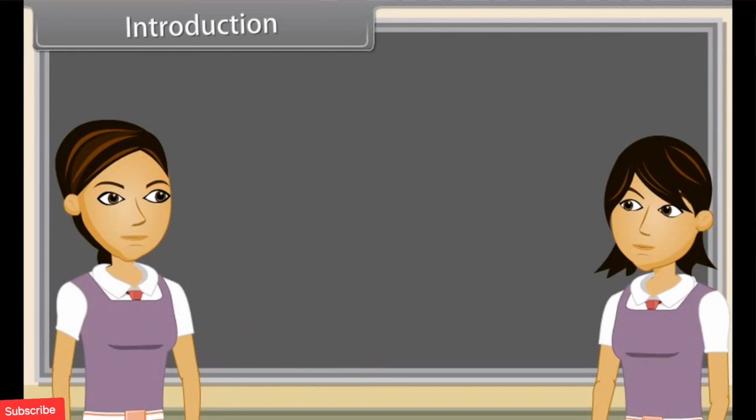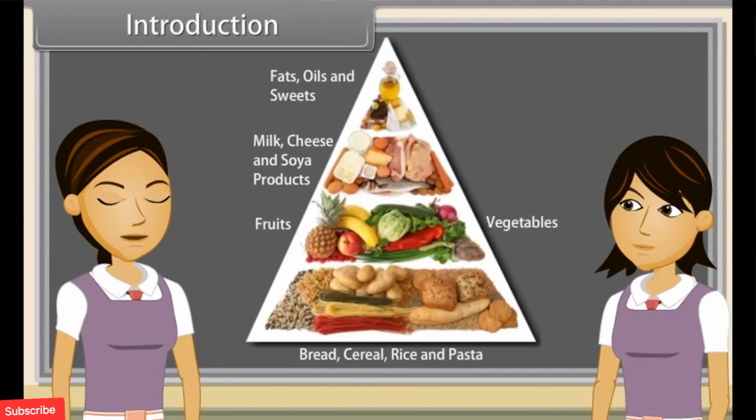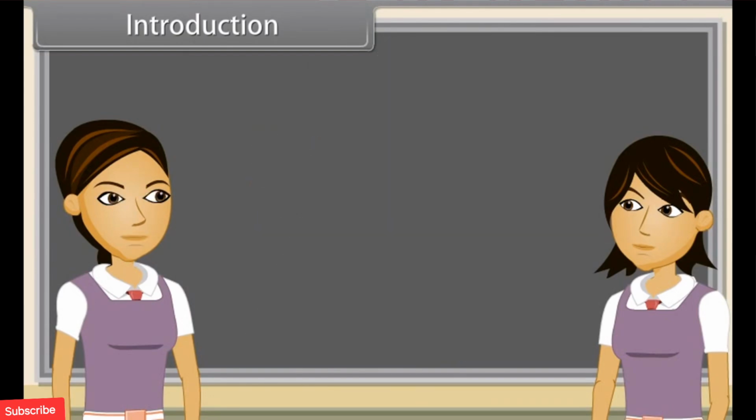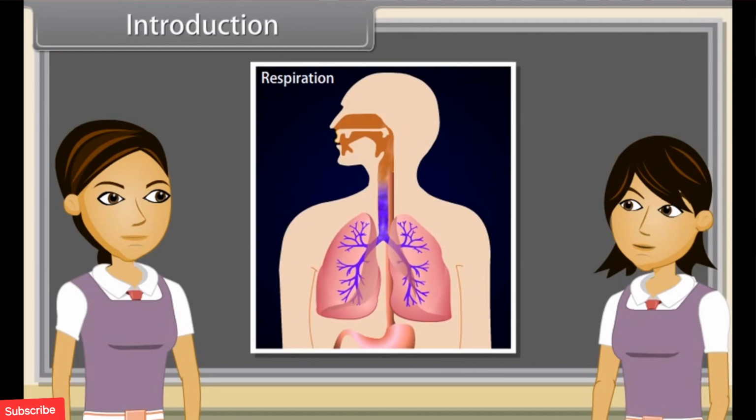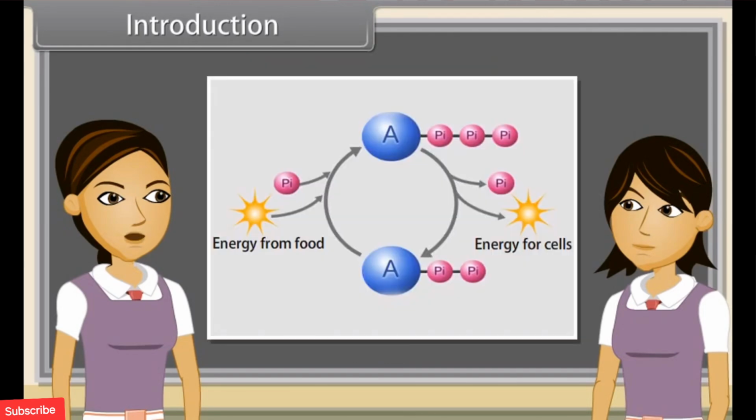Introduction. As we have discussed earlier, every living organism takes food material by the process of nutrition, which provides energy for various life processes. Respiration is an oxidative process involving the oxidation of food substances such as carbohydrates, fats and proteins within the tissues to form CO2, water and consequent release of energy. The released energy is temporarily stored as ATP.